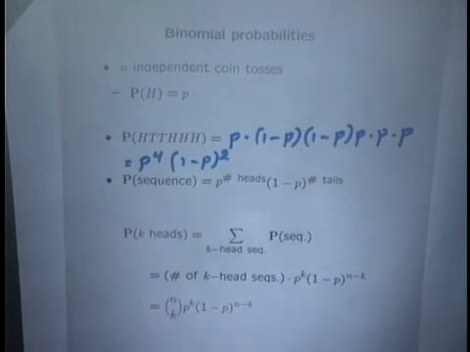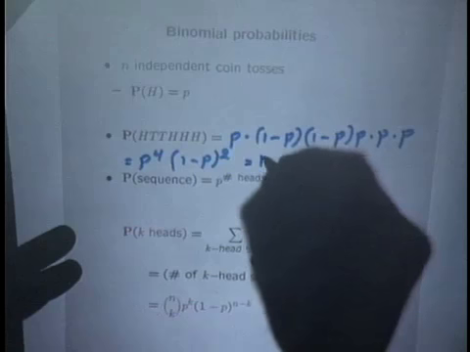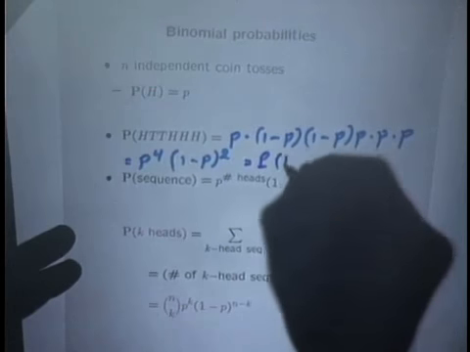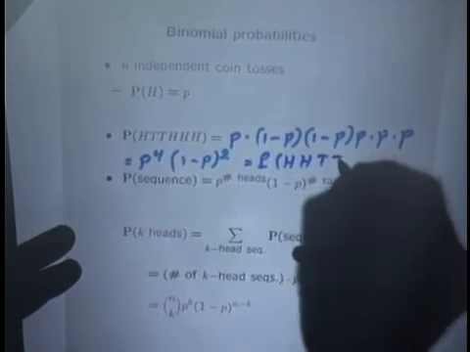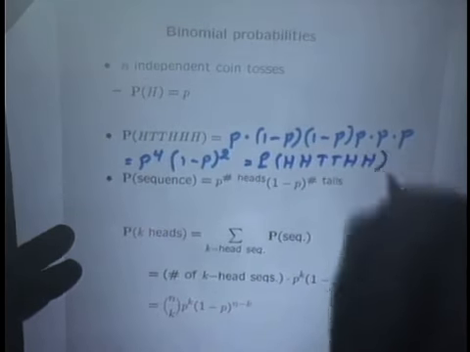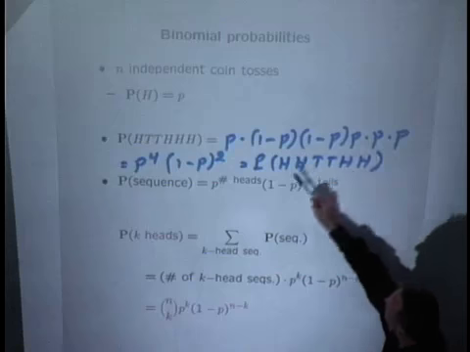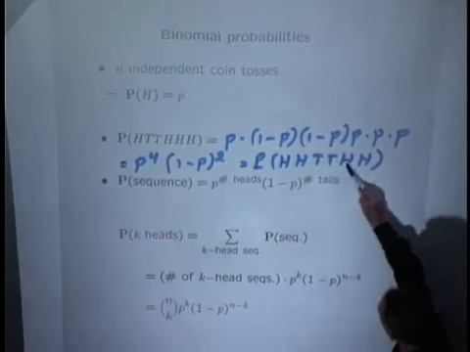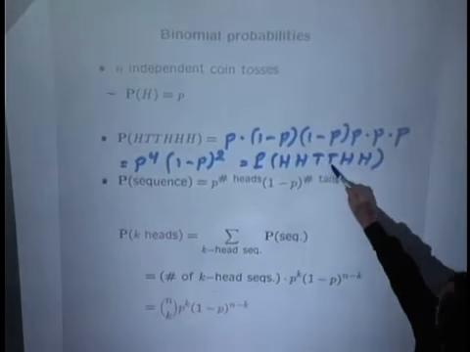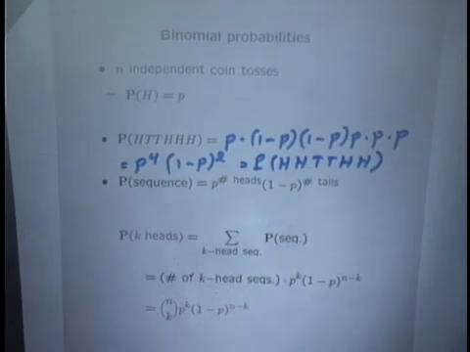How about a different sequence? If I had four heads and 2 tails, but in a different order, let's say if we considered this particular outcome, would the answer be different? We would still have p times p times p times p times 1 minus p times 1 minus p. We would get again the same answer.